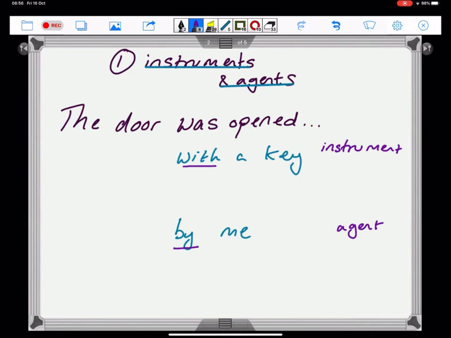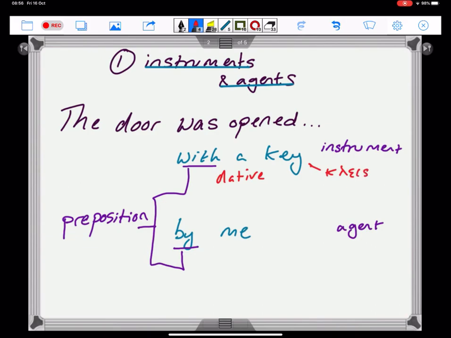In English, we're going to make this difference using prepositions. We don't have a complex inflection system to show these things. In Greek, you're going to be able to do it partly using your cases. With a key will be a straightforward dative. The word for key is actually kleis. So in Greek, that would actually be kleidi.